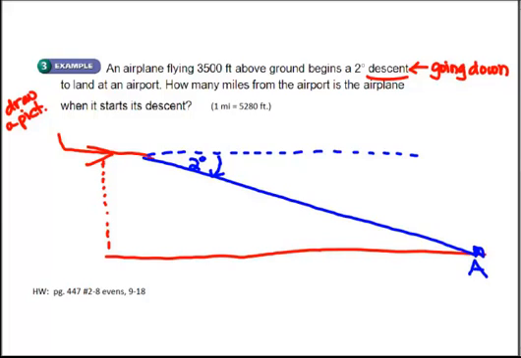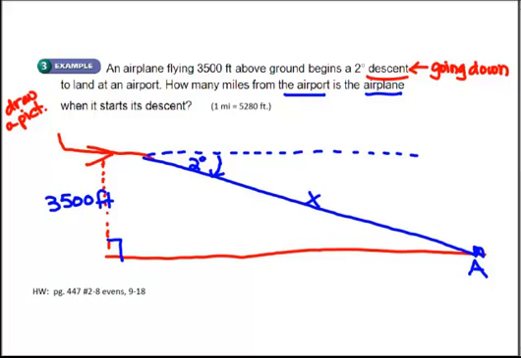And this airplane is 3,500 feet above the ground. Now be careful. How many miles from what? Airport to airplane. Airport, airplane. This is what I'm trying to find. Here's my right angle. Where's the angle in the problem? We don't know. There's no angle in my triangle.